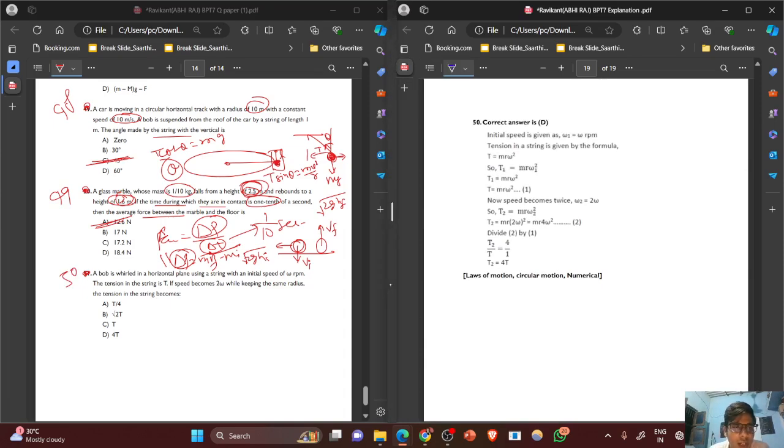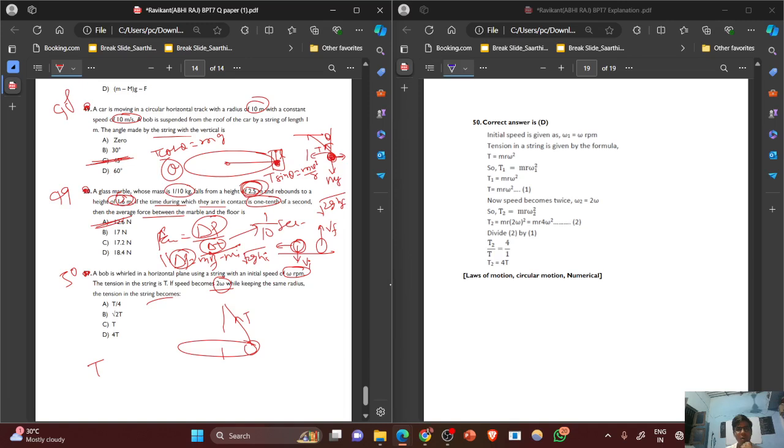A bob is moving in a horizontal plane using a string, with initial omega. The tension in the string is T, and when the angular speed is increased to 2 omega, the tension in the string becomes something else. It is asking how the tension will change. So initially, you need to calculate the tension.